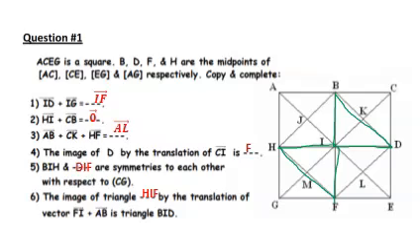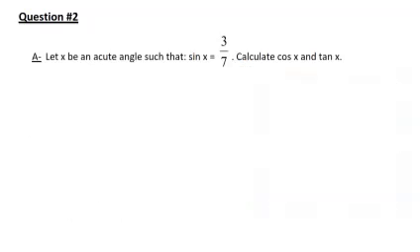Let us go for the second question. This question is about trigonometry. In the first part, we are given sine x equals 3/7, and we need to find cosine x and tangent x. The only relation that you know that relates sine x and cosine x together is sine squared x plus cosine squared x equals 1.